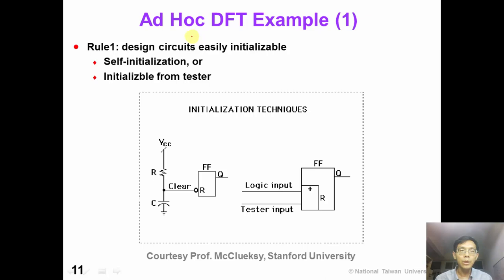This slide shows two examples for rule 1. On our left hand side, we have a flip-flop which has an active low reset pin. When we power up the circuit, this signal will be charged from 0 to VCC. So, when we power up this circuit, the flip-flop will be initialized automatically. On our right hand side, this flip-flop has two reset signals. One is coming from the internal logic. The other one is coming from the external tester. When we are testing this circuit, we can directly control this flip-flop from the tester.